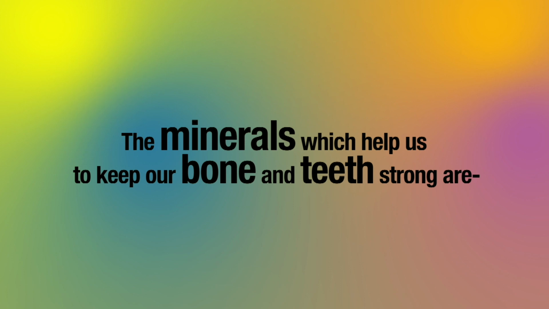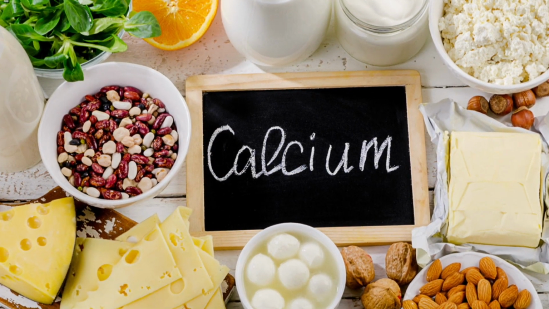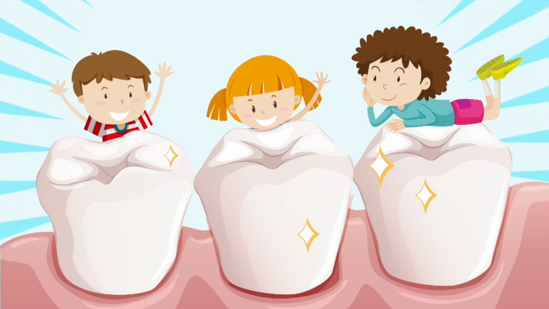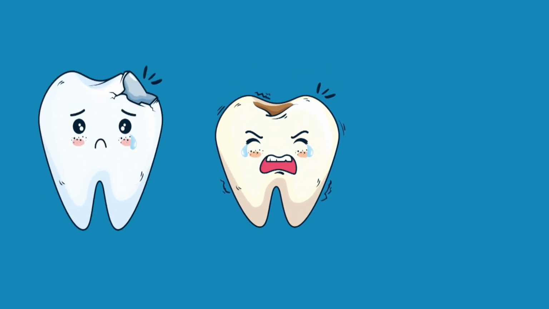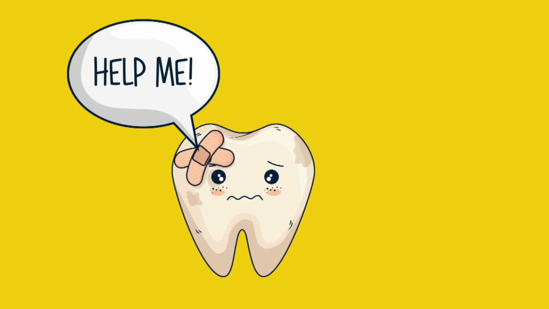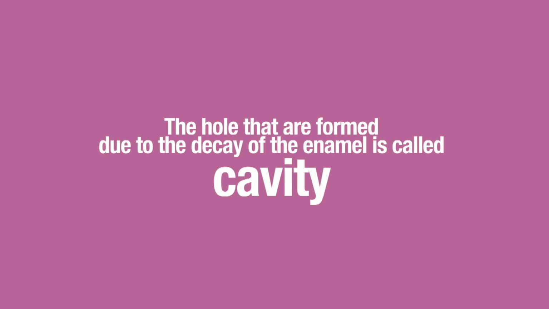Again, we will see how to take care of them. We have learned already that the mineral which helps us keep our teeth and bones strong is calcium, isn't it? Phosphorus is also another mineral which helps keep our teeth strong. In the same way, we have to take care of the teeth and gums. Otherwise, when you are not washing them properly, bad smell will be there. There will be small holes decaying the enamel, and they are called cavities. The holes that are formed due to the decay of the enamel are called cavities.